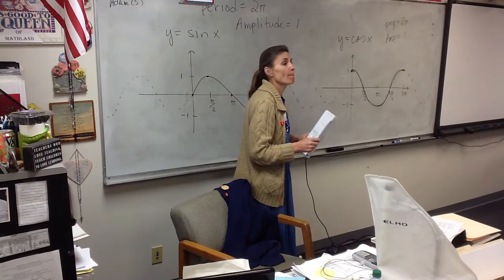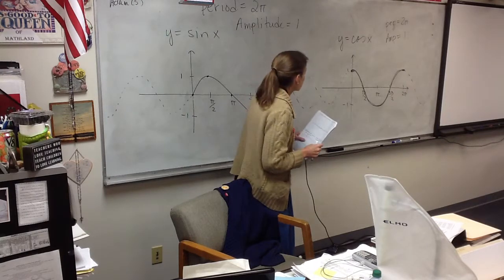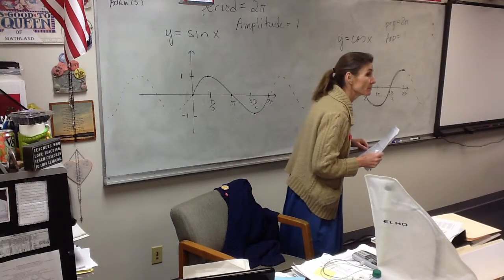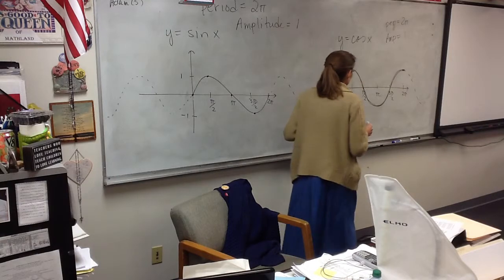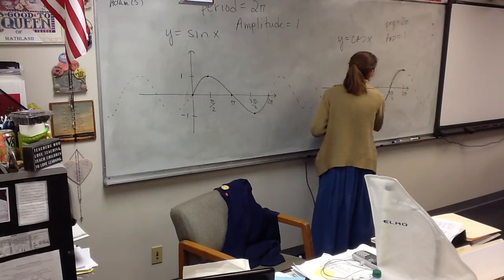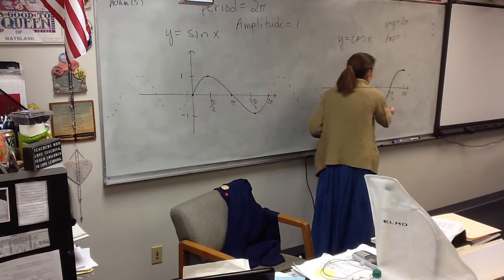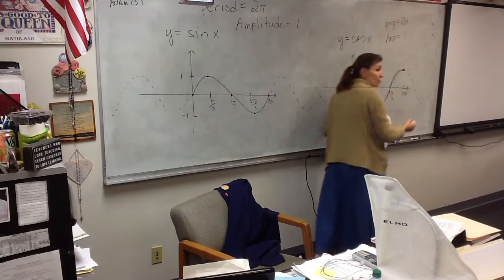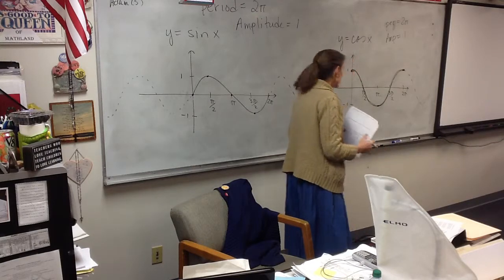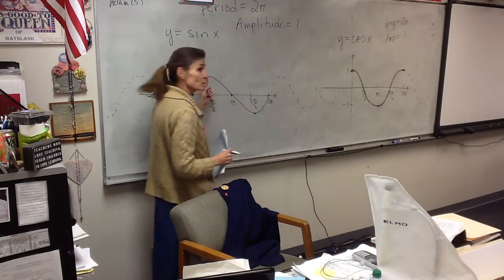Maya? Why are you skipping over this one? Why am I skipping over what? Like the pi and the 2 pi. No, I'm not skipping over them. The minimum point is at pi, and the maximum point is at 2 pi. Just like here, the maximum was at pi over 2.